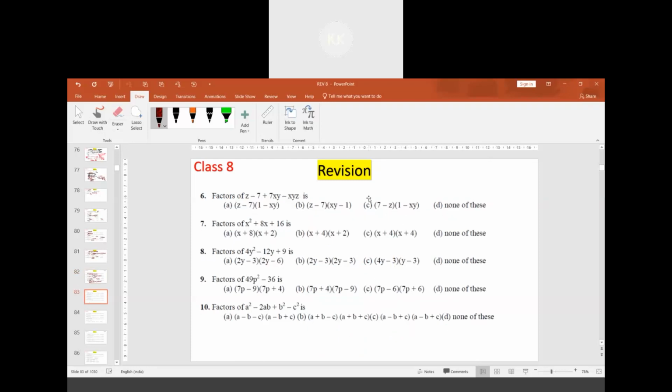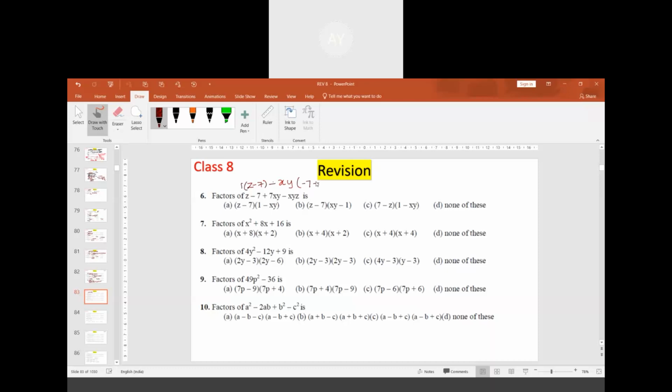Question number 6. Here 1 can be taken as a common thing. So 1 times z minus 7, and XY is common in the other terms. Minus XY is common. 1 minus XY, and we get minus 7 here.